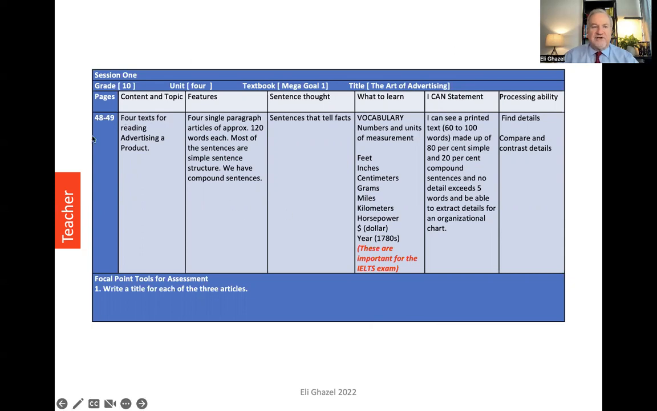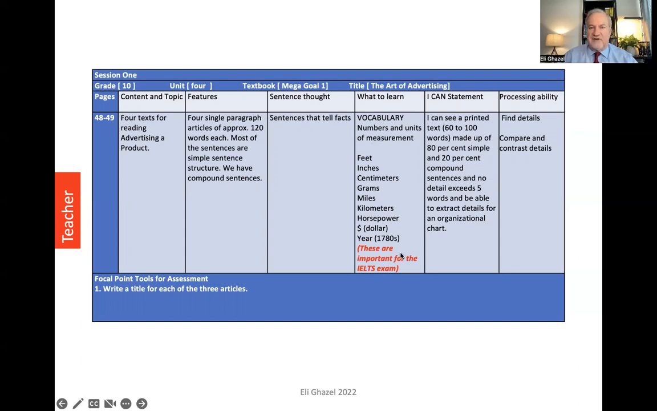So for pages 48 to 49 from Mega Goal 1, the students will be reading 4 texts, and the texts would be advertising a product. Each text is a single paragraph of approximately 120 words. And of course, as we said before, most of the sentences are simple sentences. Now, what kind of sentences will we be reading? Mostly sentences that tell facts. What to learn? So this is usually the scope.